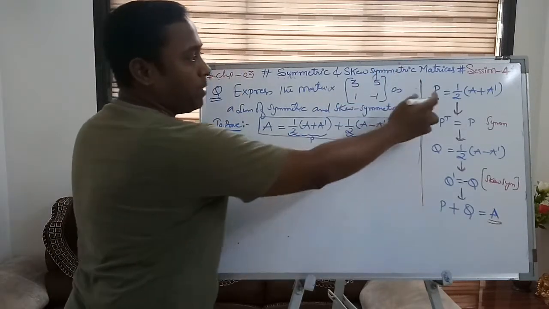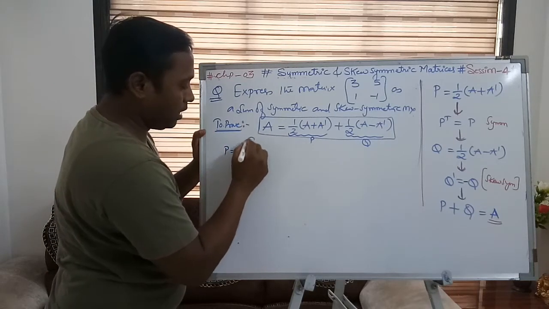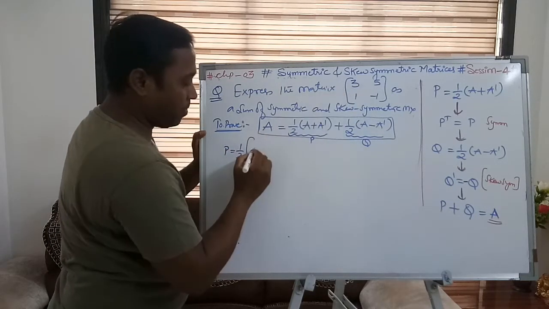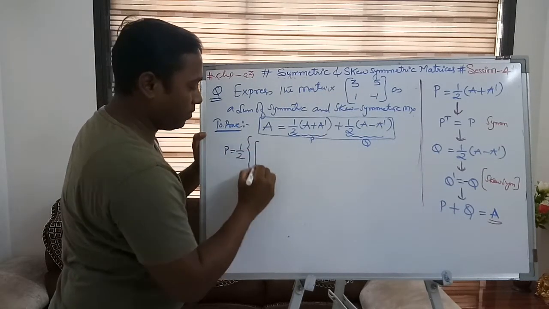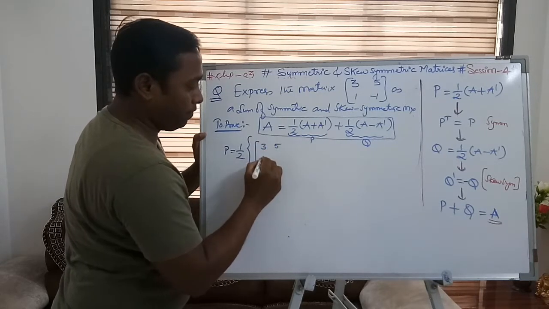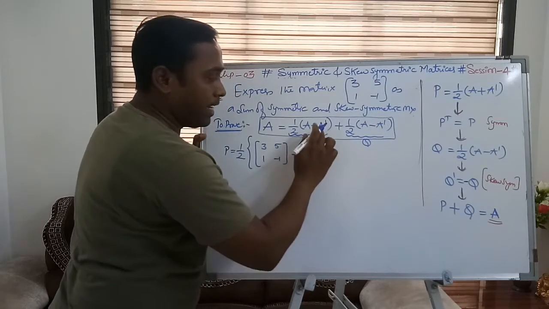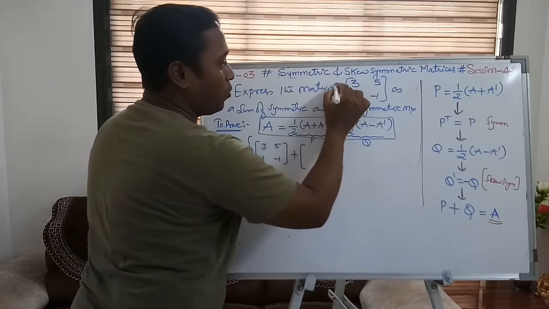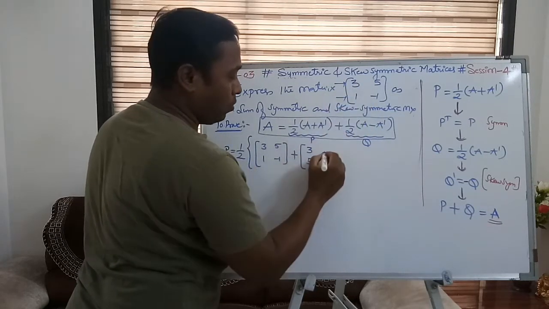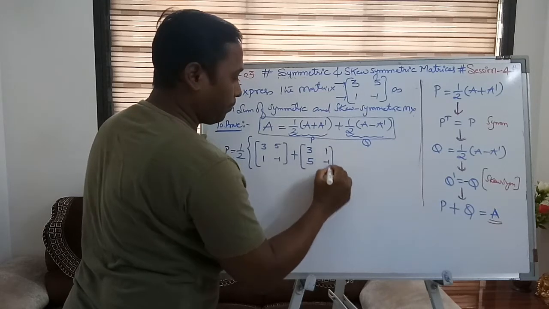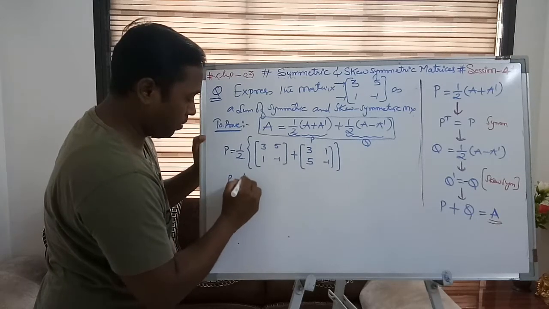So this algorithm needs to be followed. The first step is P, right? First I will solve for P, half of A plus A dash. What is A? The given matrix, so I'm taking that only. A means 3, 5, 1, minus 1, plus A dash, that is, transpose of A. Transpose means take row wise and write in column wise. 3, 5, then the second row becomes the second column. And simply solve further.